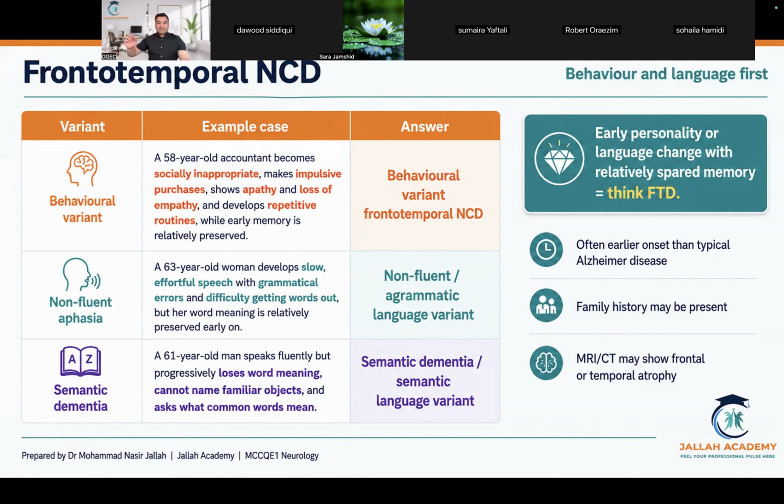On top of that, the patient has difficulty with the language. What kind of difficulty with language does he have? A 63-year-old woman develops slow, effortful speech with a grammatical error.